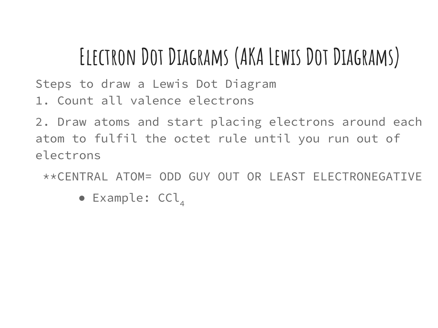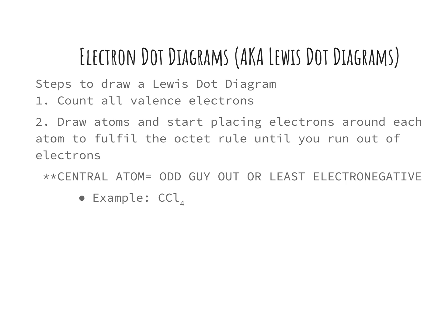So when we draw electron dot diagrams or Lewis dot diagrams, we're going to follow these steps. First we're going to count all of the valence electrons, and then we're going to draw atoms and start placing electrons around each atom to fulfill the octet rule until you run out of electrons.